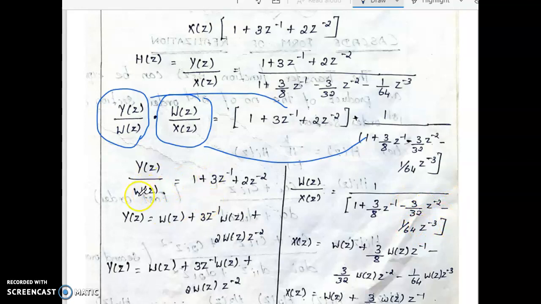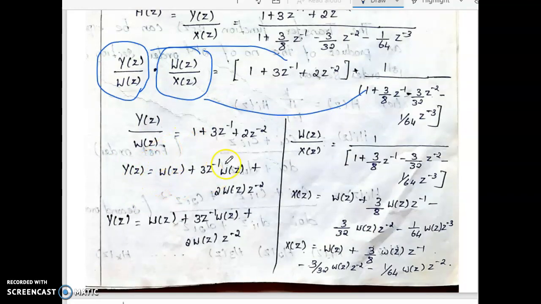Now cross multiplying this term, so that Y(z) will have the function in terms of W(z): W(z) + 3z^-1 W(z) + 2 W(z) z^-2. And this X(z) has this function. Then cross multiplying this term, our equation X(z) = W(z) + 3/8 W(z)z^-1 - 3/32 W(z)z^-2 - 1/64 W(z)z^-3. So we get the solution.